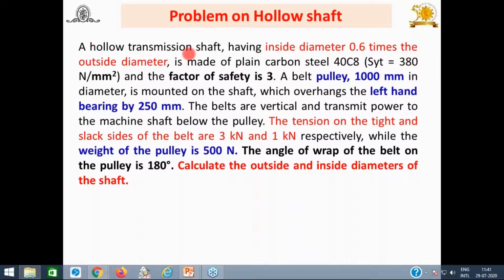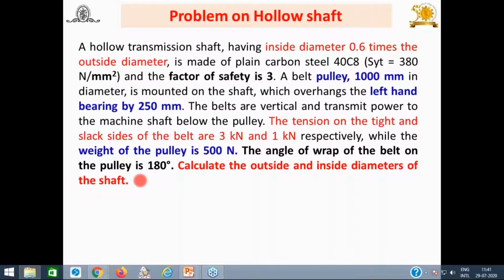Hollow transmission shaft having inside diameter 0.6 times outside diameter. What does it mean? The relation between inside diameter and outside diameter is given: C = Di/Do = 0.6. It is made up of plain carbon steel, plain carbon steel means 40C8. Syt is given, Sut is not given, but factor of safety is given.